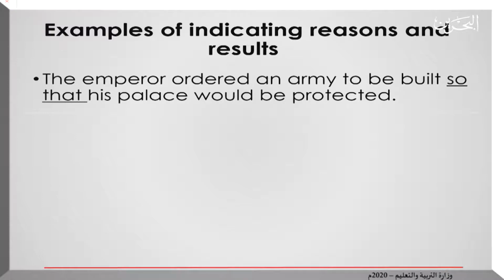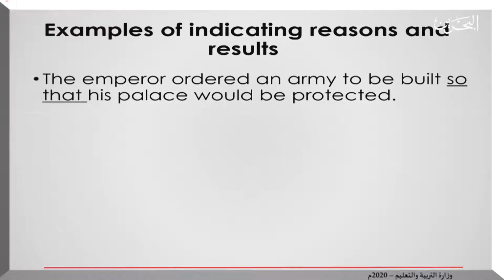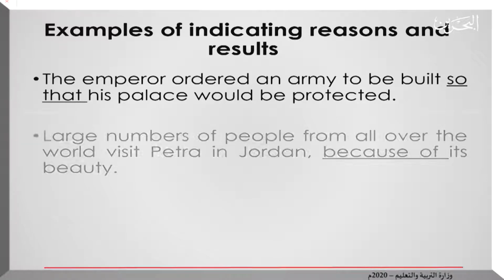Now let me clarify by introducing some examples of indicating reasons and results. This is the first example. The emperor ordered an army to be built so that his palace would be protected. Pay attention. The emperor ordered an army to be built. I could say here because instead of saying so that. It has the same meaning. Why is the reason that the emperor ordered an army to be built is because he wants his palace to be protected. So here I'm giving reason.